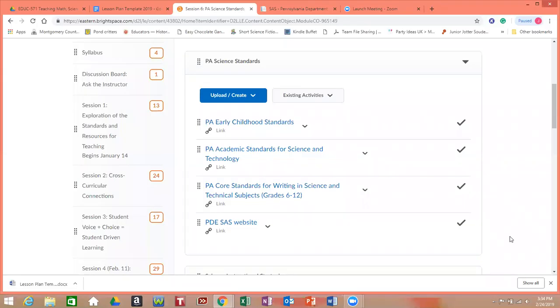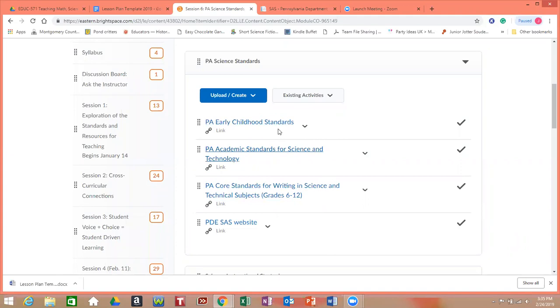Okay, we are going to take a look at the Pennsylvania Science Standards. I've actually included 3 separate documents here for you to take a look at, depending on what your certification is that you're going for. For some reason, they don't group all of the standards together for K through 12.